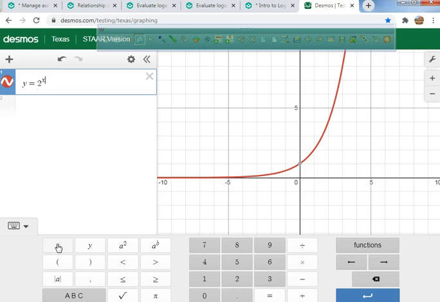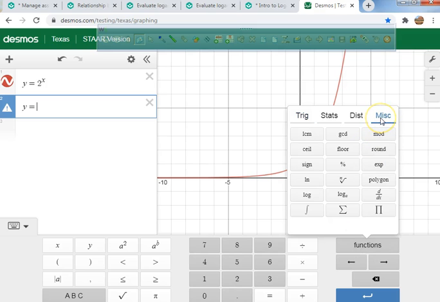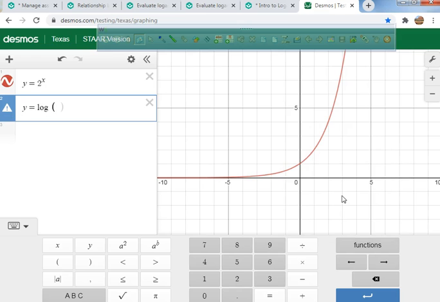But we've talked about inverses before, but we've not talked about inverses to exponential functions. Well, here's what I need you to know. I need you to know that the inverse to this y equals 2 to the power of x is known as a logarithm. Y equals, now this is where you need to go. Go to functions, go to miscellaneous. Do you see where it says log base a? Hit that baby right there. Type in a 2 and then type in an x.